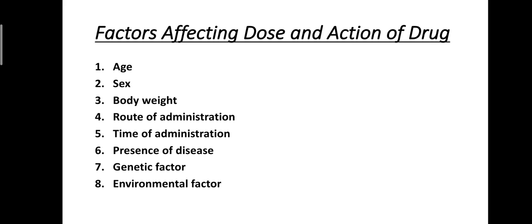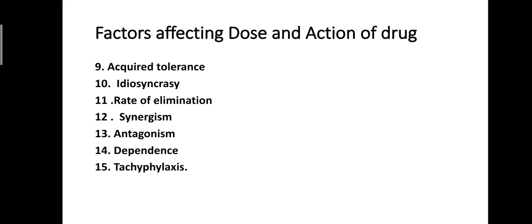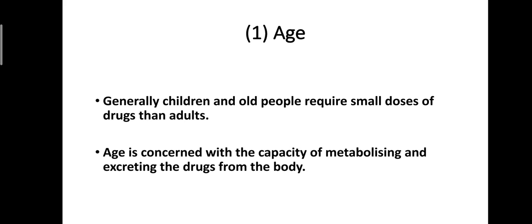Let's see once again. First, age, sex, body weight, route of administration, time of administration, presence of disease, genetic factor, environmental factor, acquired tolerance, idiosyncrasy, rate of elimination, synergism, antagonism, dependence, tachyphylaxis. These are the factors. Let's see one by one in detail.